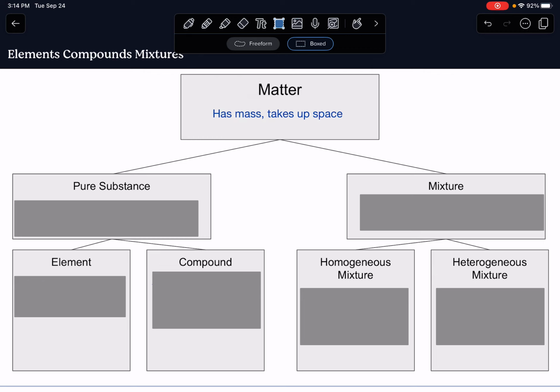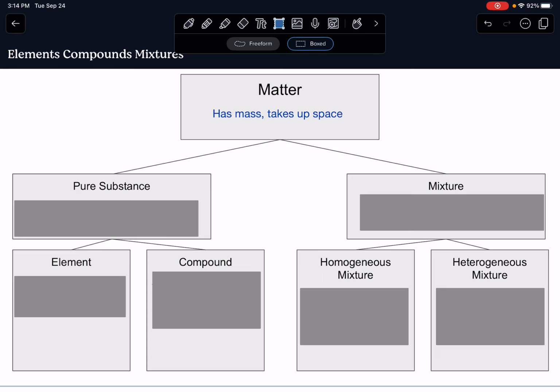So all of matter is going to be anything that has mass and takes up space, which of course is going to encompass pretty much everything you can encounter. So if you can touch it, if you can pour it, if you can breathe it in, anything tangible, which means you can touch it, is made up of matter. Anything that has mass and takes up space. All of matter then can be broken up into two subcategories: pure substances and mixtures.